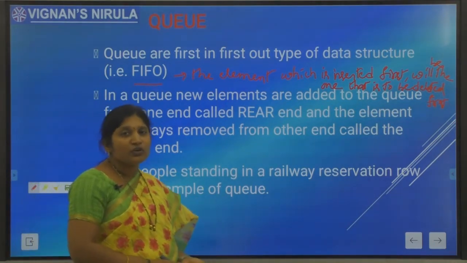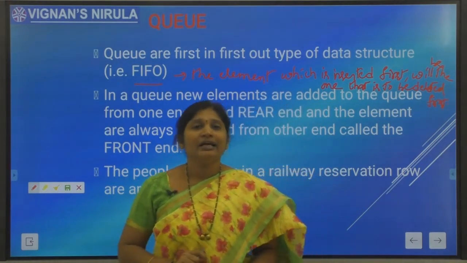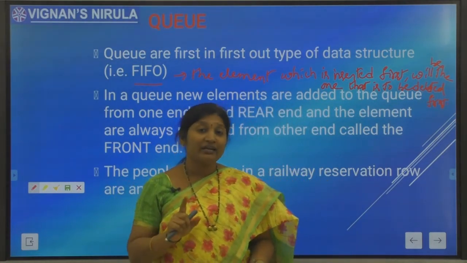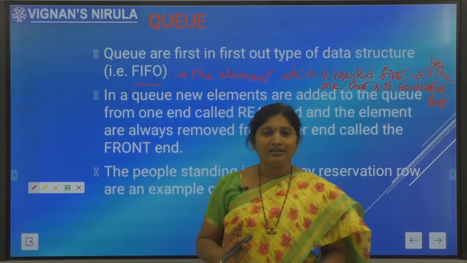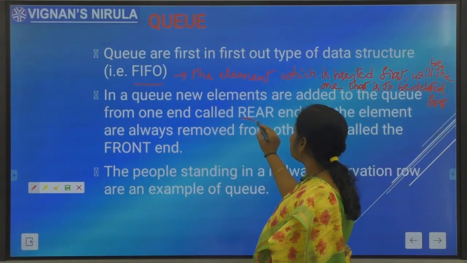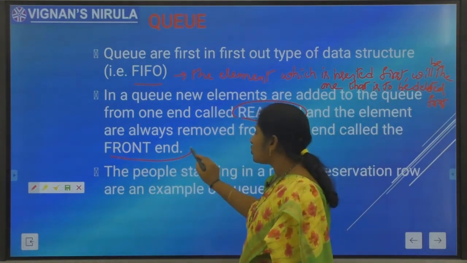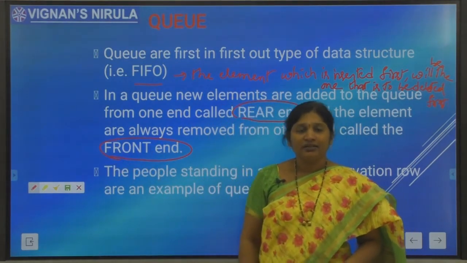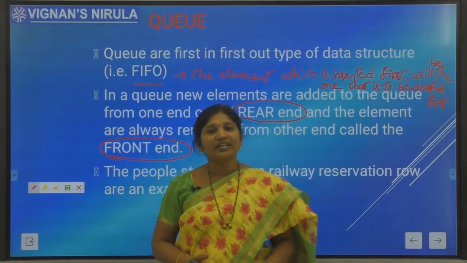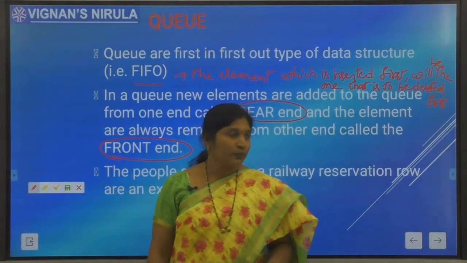In the case of a queue, the insertion will happen at one end and the deletion will happen at the other end. In the case of a stack, both insertion and deletion happen at only one end, called the top of the stack. Whereas in a queue, the insertion happens at the rear end, and the deletion happens at the front end. The elements are inserted from the rear end and deleted from the front end. That is about queue.